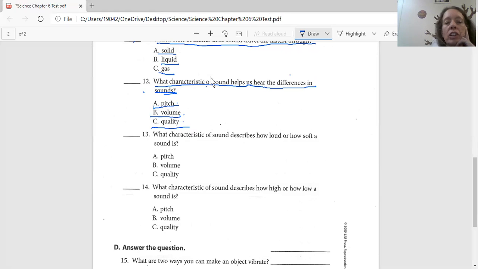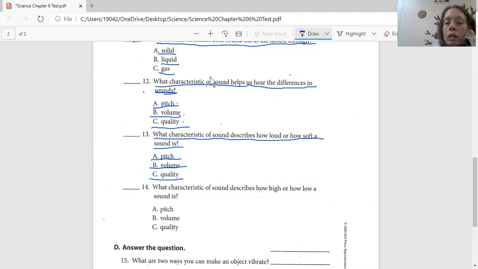Very good. Moving on to 13. The choices are A, pitch, B, volume, C, quality. All right, here we go. Number 13 says, what characteristic of a sound describes how loud or soft a sound is?